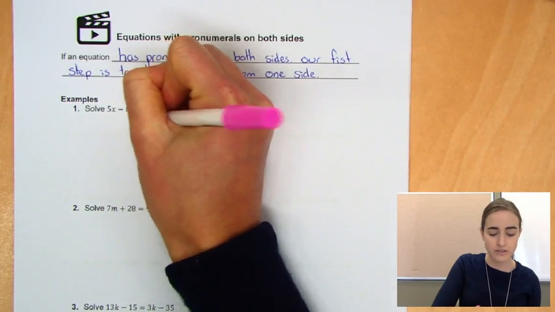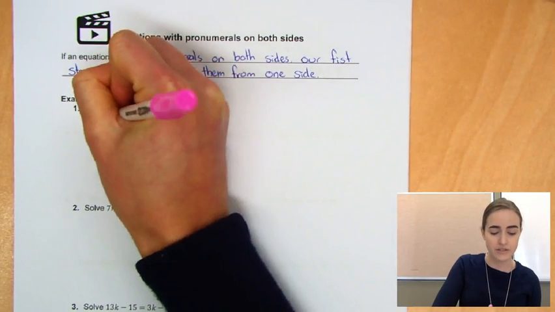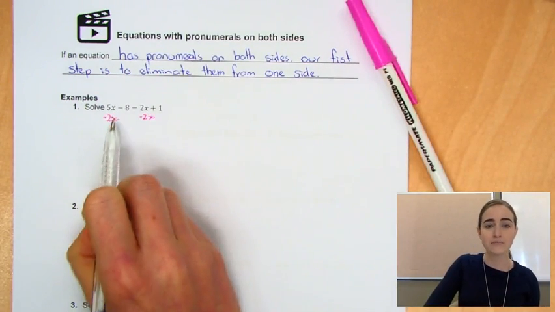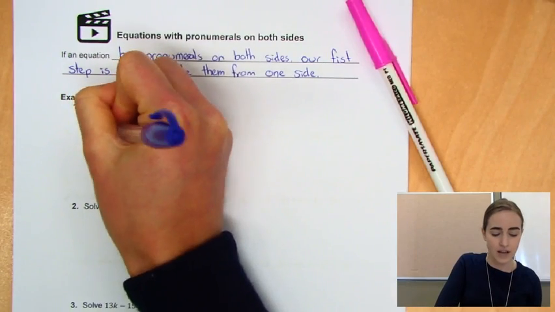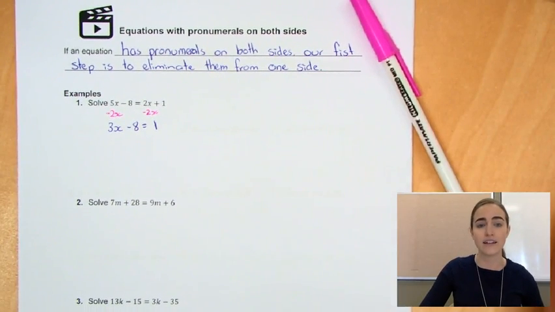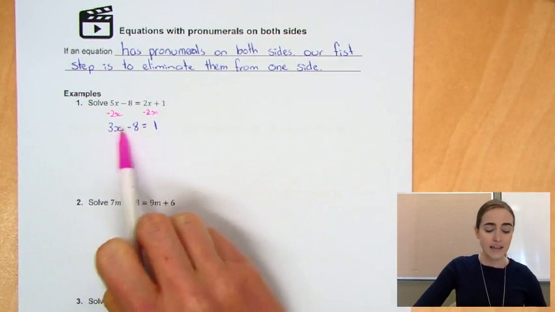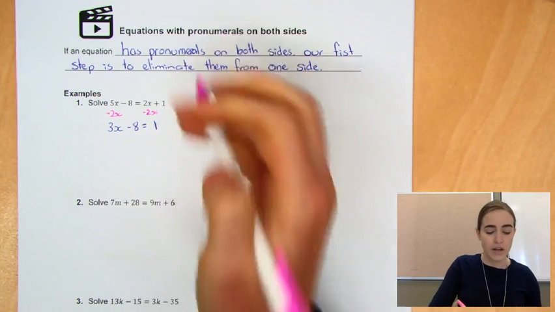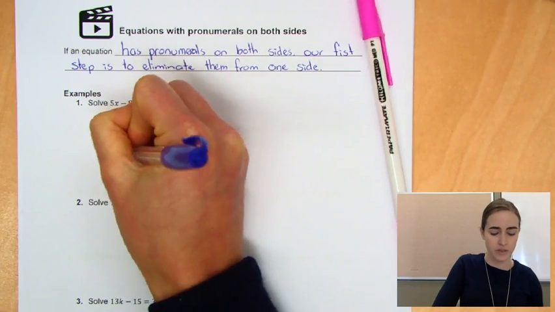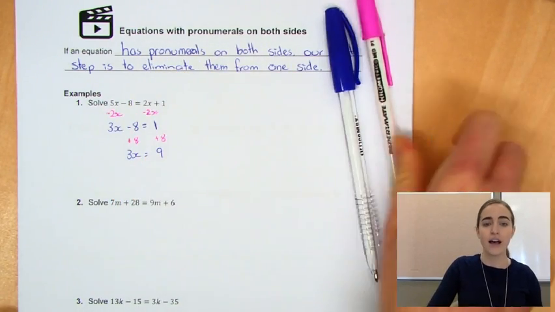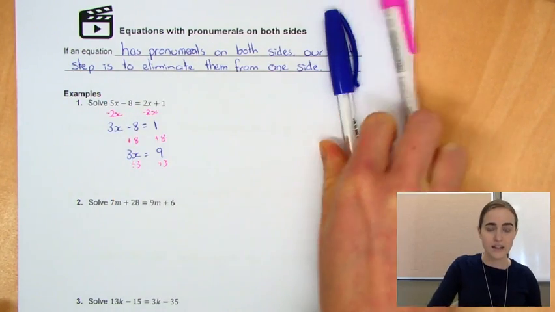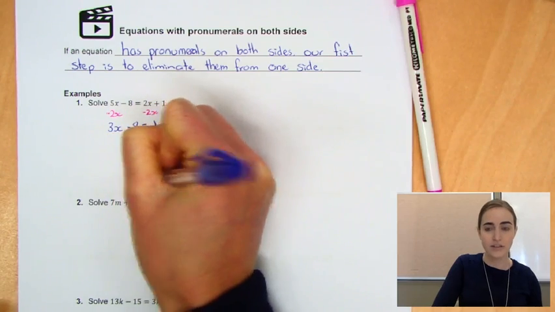So we'll subtract 2x from this side of the equation, which means we're going to have to subtract 2x from the other side as well. That's then going to leave us with 5x minus 2x is 3x, and we've still got that minus 8 equals just 1 on that other side. Then our next step to get that x on its own, it's just a normal two-step equation now. So we're going to add 8 to both sides of our equation, and we'll end up with 3x equals 9. And then we'll divide both sides of that equation by 3. And we'll end up with x equals 3.